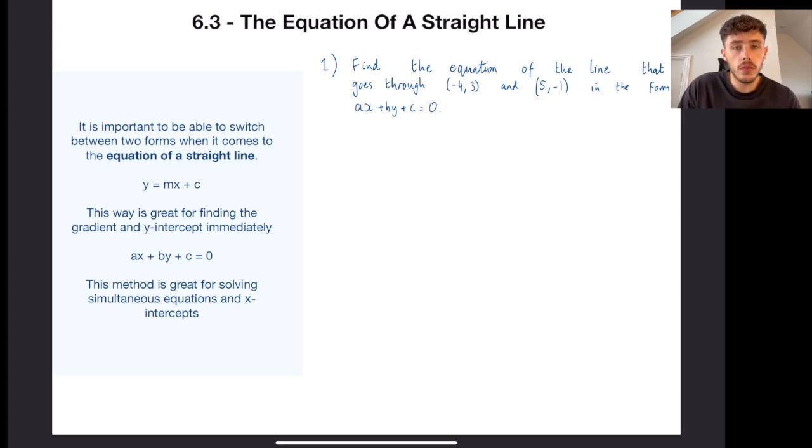However, there is another form to write the equation where it is ax plus by plus c equals 0, and this one can often be a bit easier for finding points of intersection through simultaneous equations, or also the x-intercepts or roots effectively. So here we just have one longer question that covers a lot of it.